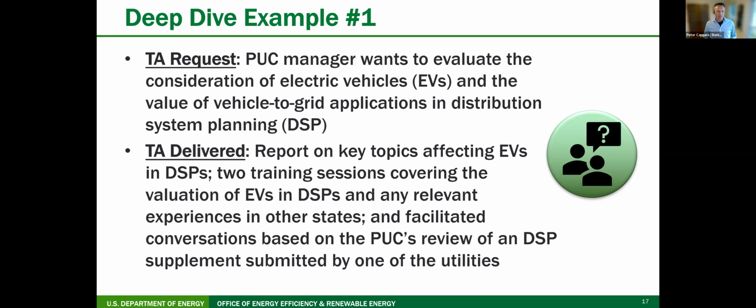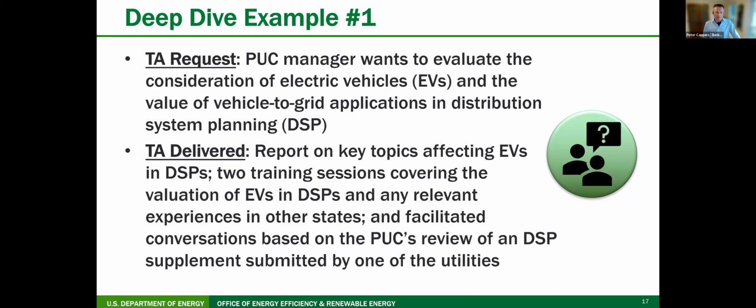Now, about a month and a half, 2 months later, she's notified that her request has been granted and is connected with a team of national lab subject matter experts to develop a statement of work that will provide her with the content she needs to meet her commission's request. Ultimately, the lab team and the state TA team collectively agree that the lab team will first prepare a detailed report on the potential effects of different EV adoption rates and charging patterns on distribution system planning outcomes.